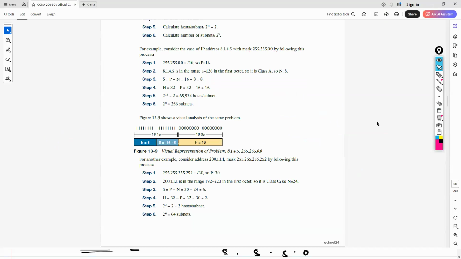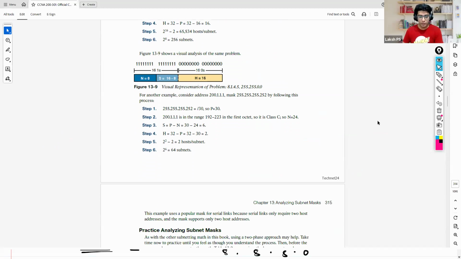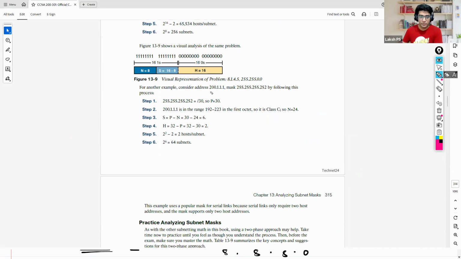Now let's go to another example. This one: 200.1.1.1, and the address mask is 255.255.255.252. So now let us calculate the total number of ones, which is the prefix length, or the p bits.